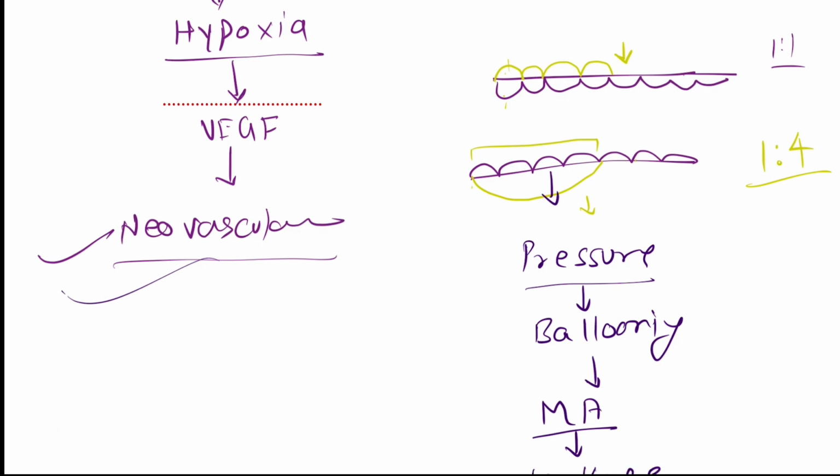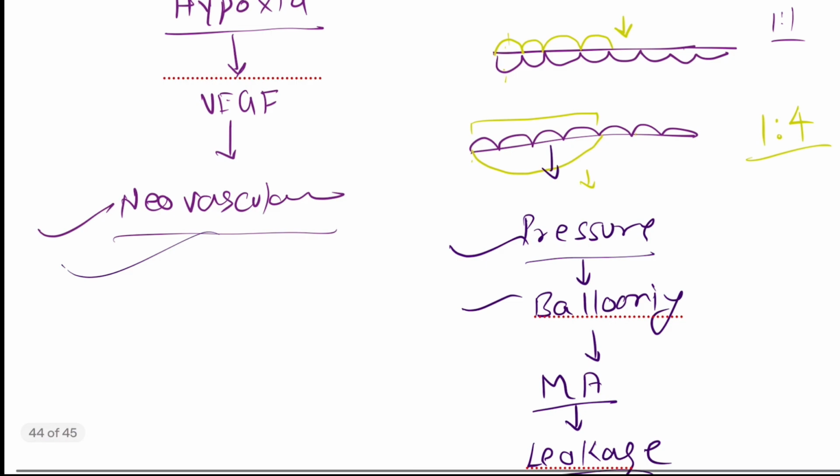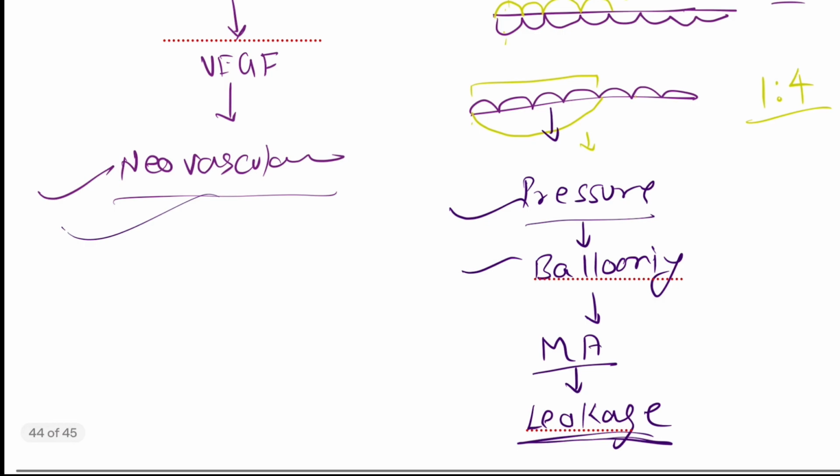In the pericyte necrosis, the number of pericytes will decrease. Due to that, the ballooning will occur whenever there is pressure. Due to that, the balloon will form. The small balloons will form in the blood vessels. And these balloons are called microaneurysms. And these microaneurysms can cause the leakage.